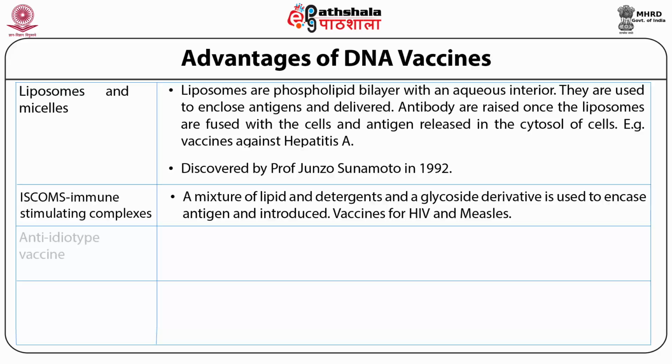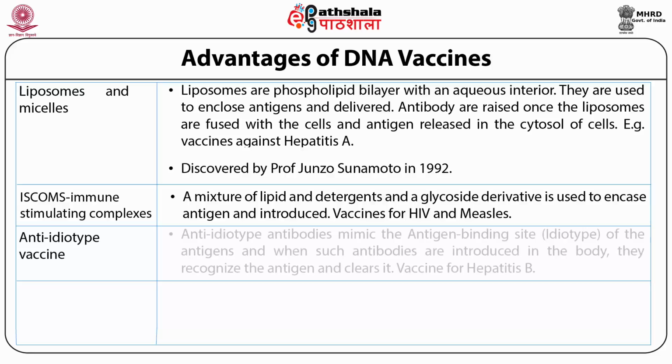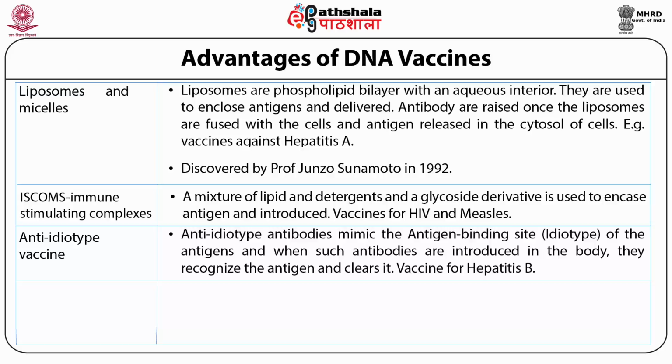The next strategy is the antigen anti-idiotypic vaccine. Anti-idiotypic antibodies mimic the antigen binding sites, that is the idiotypes of the antigen, and when such antibodies are introduced in the body, they recognize the antigen and clear it. Hepatitis B vaccines are being produced via this method.